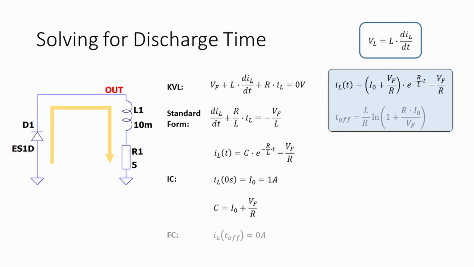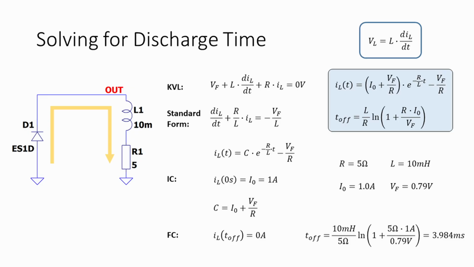We know that after a certain period of time, the inductor current will reach 0 amps, so you can use this as the final condition. And you can do this by setting the left side of the inductor current to 0, and then solving for time to find T off. That solution is shown as well. Plugging in our part values into the equations found will give 4 milliseconds for the turn-off time.